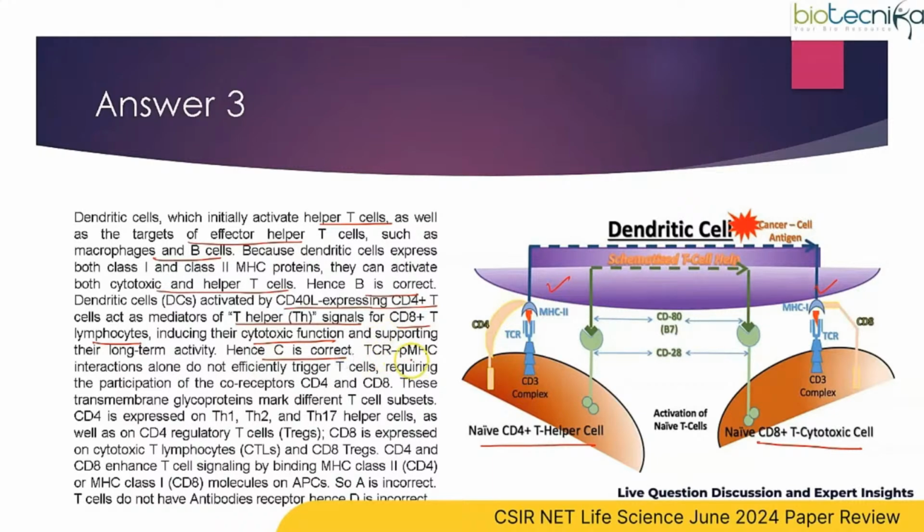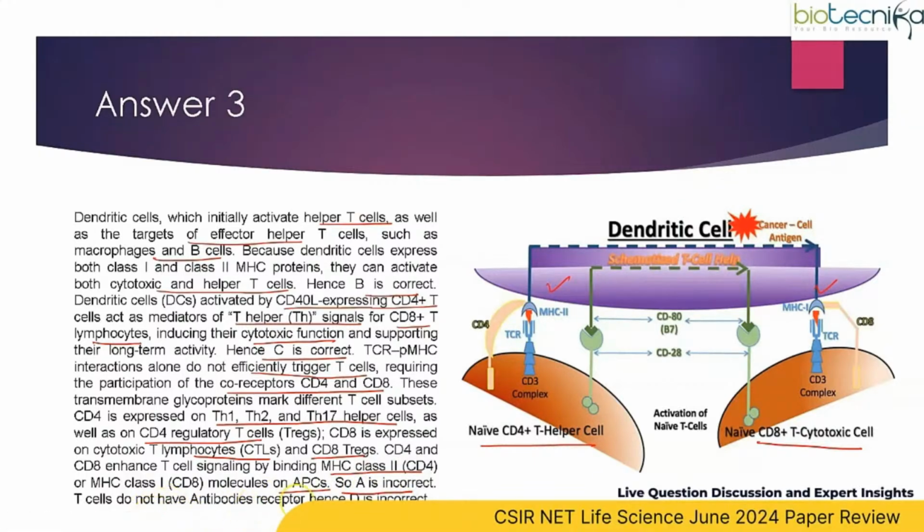Now T cell receptor MHC interactions alone do not efficiently trigger T cells. So it requires the participation of co-receptors, that is CD4 and CD8. So because of that, there are different T cell subsets. So CD4 is expressed on Th1, Th2, Th17 helper cells as well as on CD4 T regulatory cells. CD8 is expressed on CTLs and CD8 T regulatory cells. So CD4 and CD8 enhance T cell signaling by binding MHC class 2 or MHC class 1 molecules on APCs. So that is why A is incorrect.